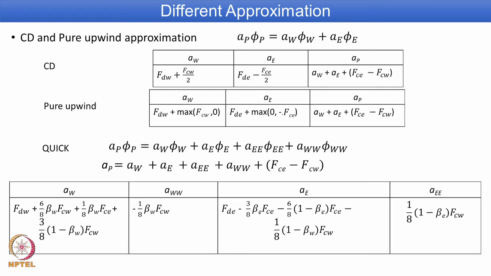Now, let us look at the coefficients in detail: AW, AWW, AE and AEE. Again this formula has a generic condition incorporated here by including a coefficient beta. For beta equal to 1, FCW greater than 0, that means the flow is from left to right, then it will take the coefficient value accordingly. Similarly, for beta equal to 0 or FCW less than 0, the flow is from right to left, mostly in the case of reverse flow, then it will take the appropriate value. So, this generic formula is suitable for any direction, similarly for pure upwinding. This helps while writing the code, as it automatically switches based on the flow velocity condition.